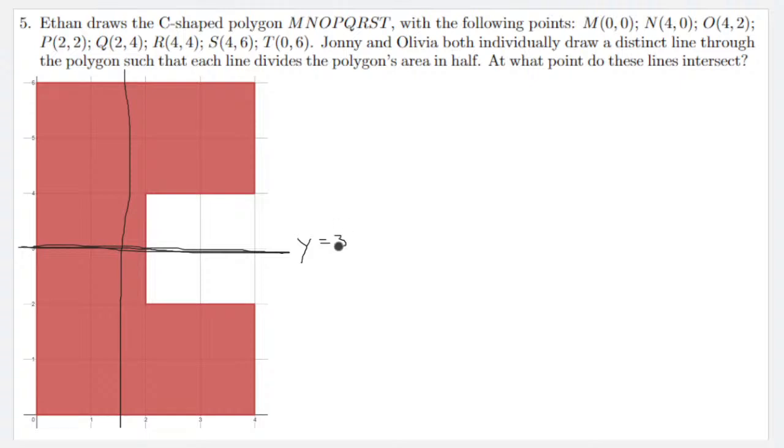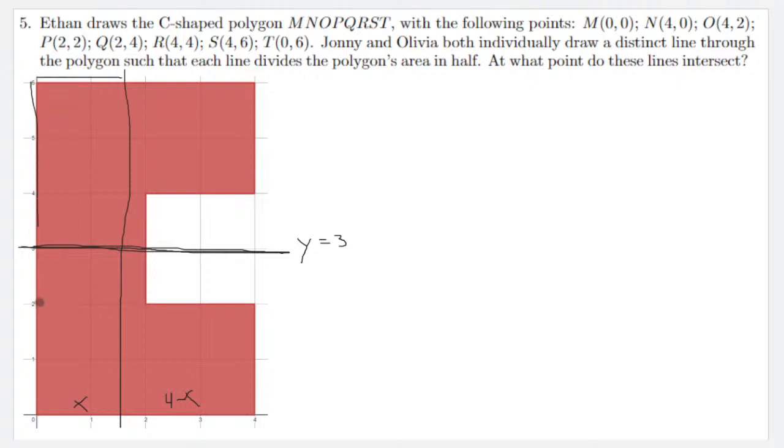But x is slightly trickier. Let's figure out what the x line is. So we have, let's say, a distance of x here, and this must be 4 minus x. The area of the entire C-shaped polygon is 20. We can count grid boxes on this diagram, or we can find this quite easily. So if you have 20 total, that means 10 must be on this side of the line.